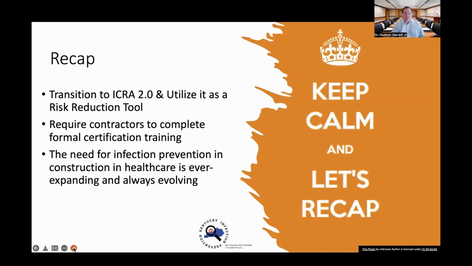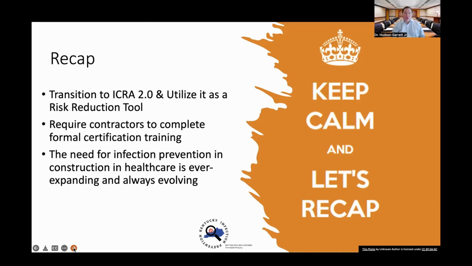Before I go through a couple examples, I wanted to quickly recap the benefit. We first want to make sure we're moving to this new tool because from an industry standpoint, this is the new standard. ICRA 1.0 is essentially gone, and we're going to use ICRA 2.0 as that primary risk reduction tool and for purposes of permitting new construction activities. We also want to make sure that contractors are properly trained. And this should be specific verbiage that's in all of your contracts with any person or entity coming into your building. It can be something as simple as must follow all infection control recommendations, policies, and procedures, and any directions from the infection prevention department.